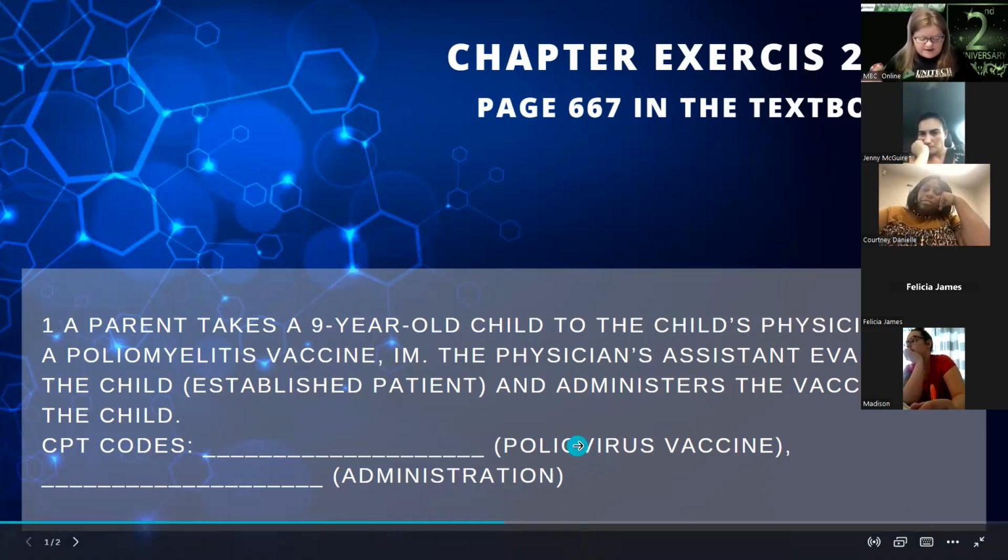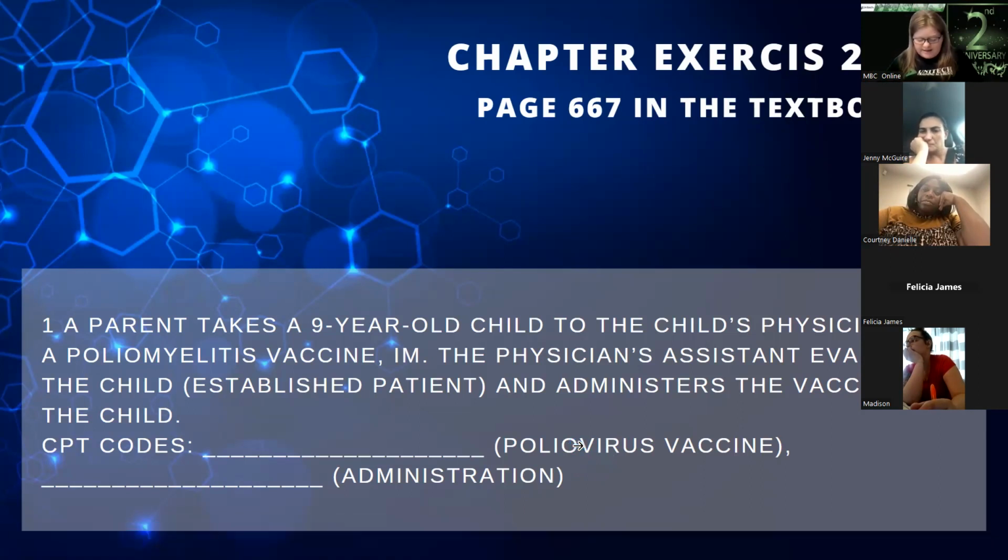Poliovirus vaccine 90713. And what did you get for the administration code, Ms. Courtney? Well, I had to Google that because I'm still having a difficult time finding how to get to the administrative codes, but I got 90471. I just need you to run it down again, how you find the code. Not a problem.